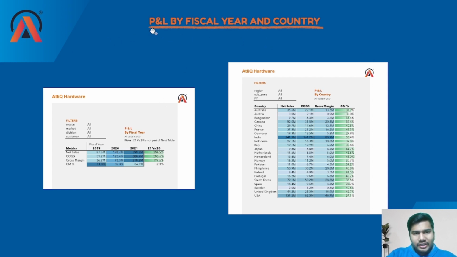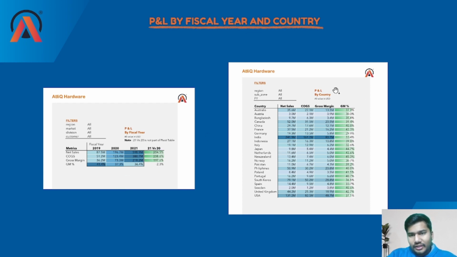So here the first report is by fiscal year and country level. In the fiscal year, we can see that in 2019, 2020, 2021, all these 3 years, it is increasing year by year: the net sales, COGS, gross margin, and GM percentage. Here COGS means cost of goods sold, which is like freight cost and other manufacturing cost. When we subtract the net COGS from net sales, we get gross margin. And for finding the gross margin percentage, we divide the gross margin by net sales.